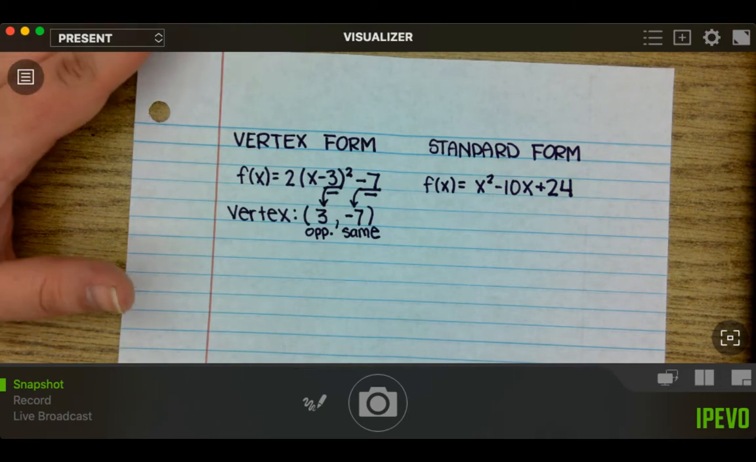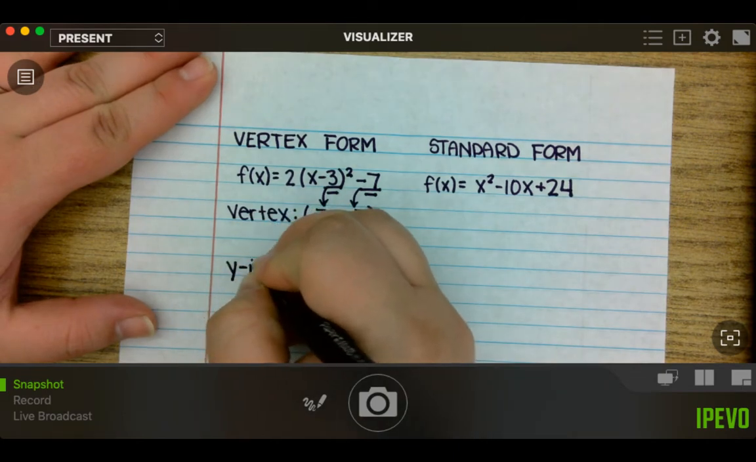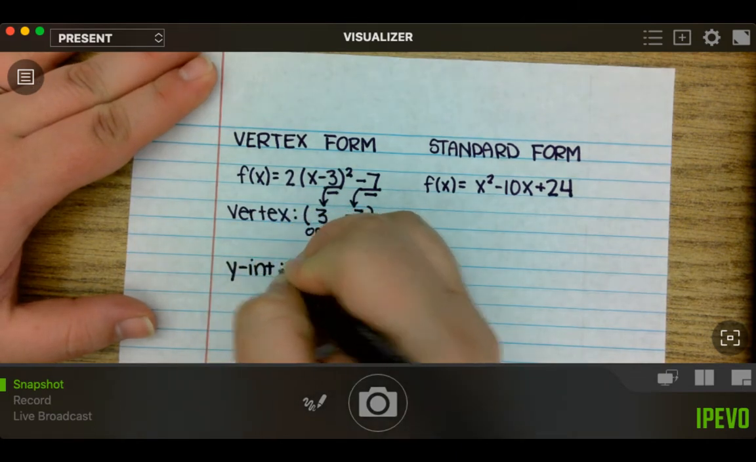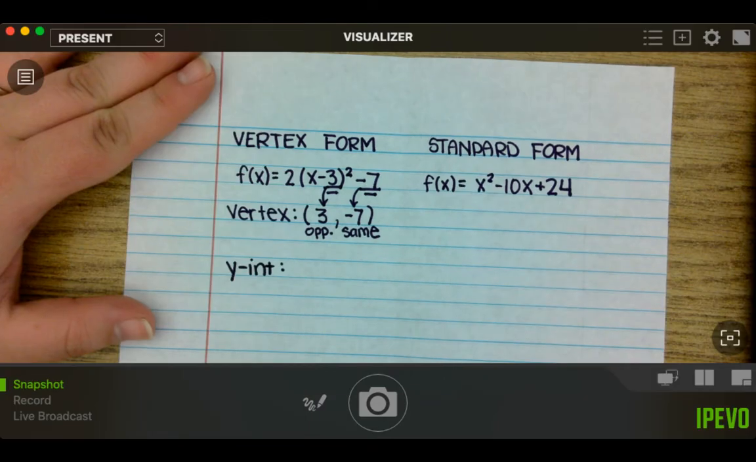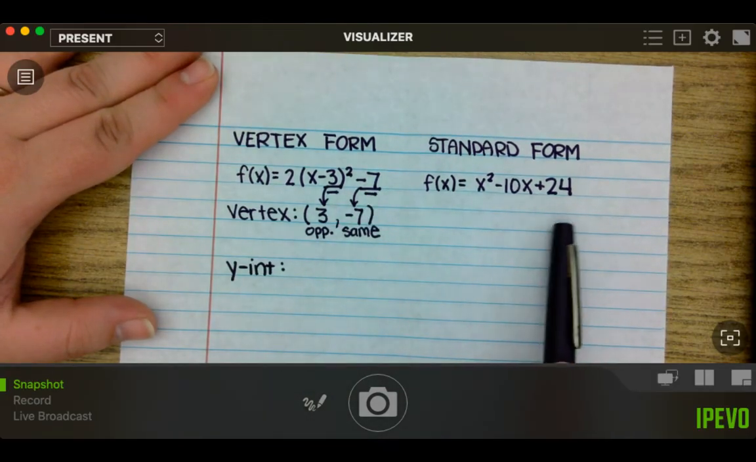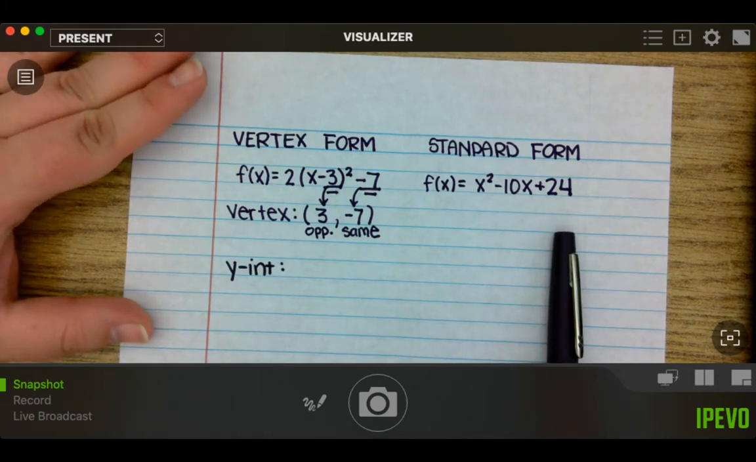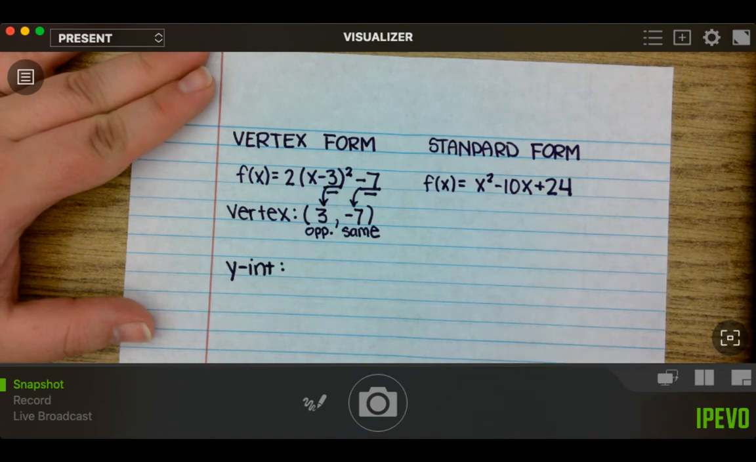All right, next up with vertex form, you need to be able to find the y-intercept. So this one's a little bit different than you might be thinking. It is not -7. That rule only works over here. And if you don't even know what rule I'm talking about, that's okay. Just hang on tight until we get to this problem.